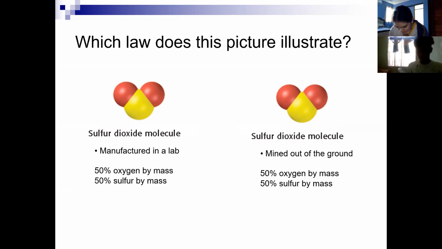Notice that what was cultured in a laboratory and what was mined naturally have the same proportion with respect to oxygen and sulfur.